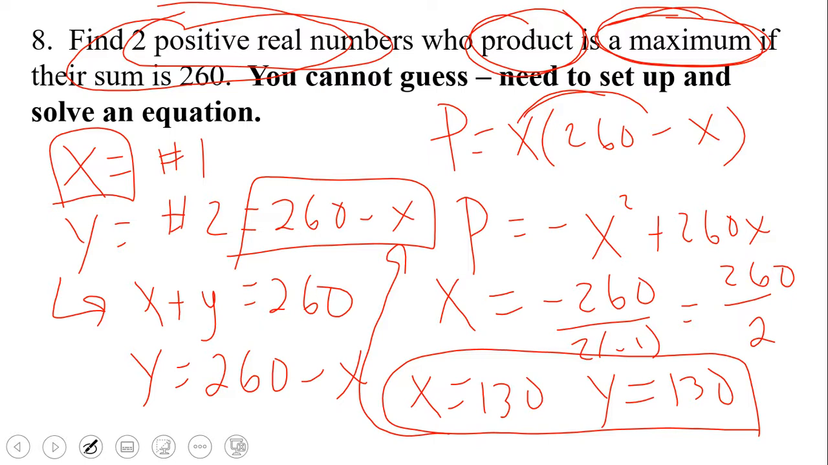But again, you can't just guess. Not all problems are going to be this simple where their relationship is simply a sum. It's more likely to be some harder relationship where it's twice as many as 4 as much. And so you're going to have to definitely solve an equation, not just be able to guess. And again, here, what are the two positive real numbers? 130 and 130. If you actually wanted to find that product, you could multiply them together. But again, that's not what they're asking you for here.